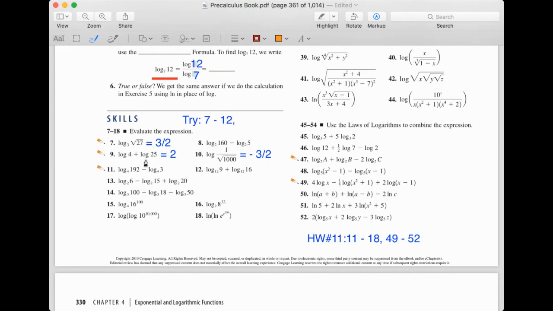When you see the calculator, you will see LOG and LN. The calculator only has 2. LOG means base 10. LN is base E. Okay. Thank you, Professor.